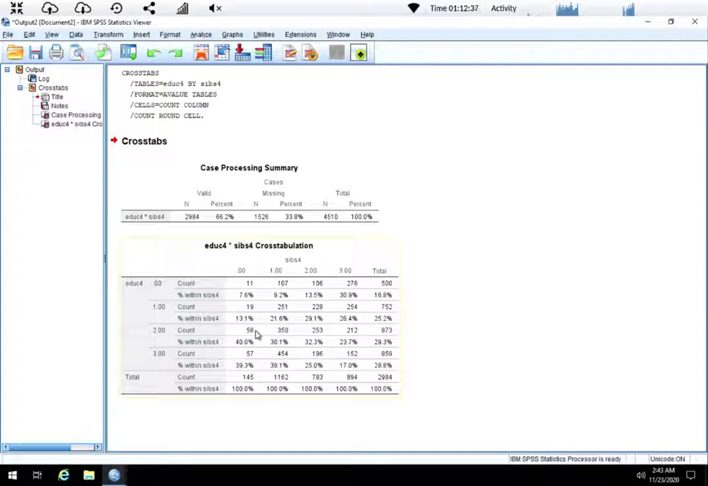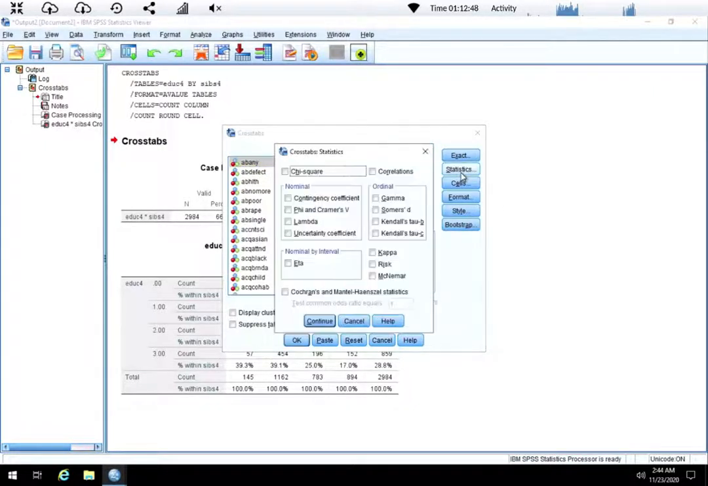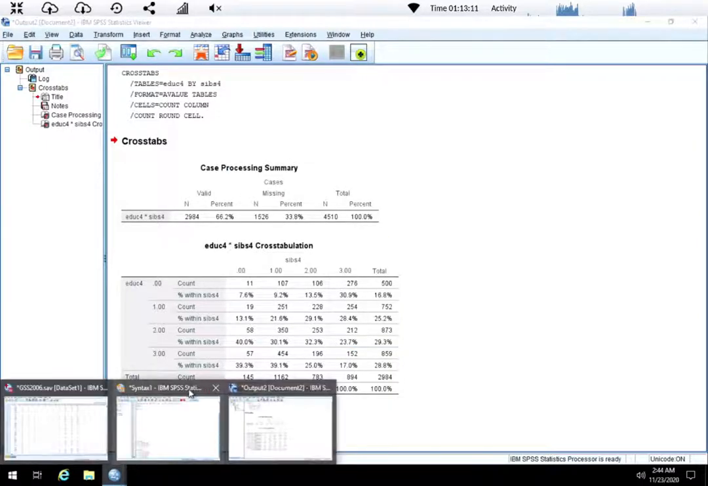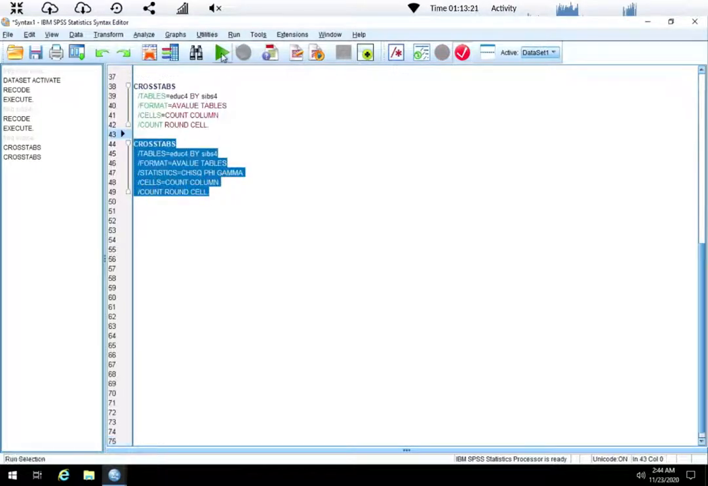So if you want to get these reports, you just need to go to Analyze, Descriptive, Crosstabs. We already have everything set up in here. And when you're here, click the Statistics button, and let's ask SPSS for a chi-square. We can ask it for a Kramer's V, and we can ask it for a gamma, and then click Continue, and then paste. Go back to your syntax editor, and you can see we're going to ask for those measures of association.